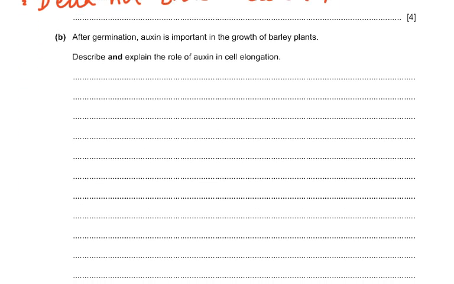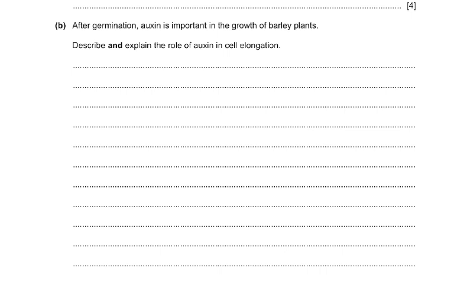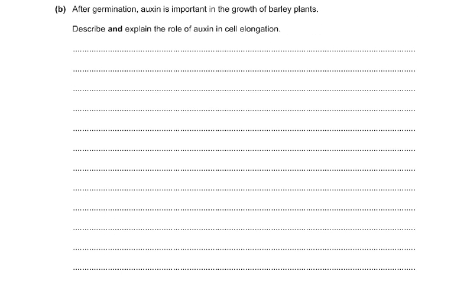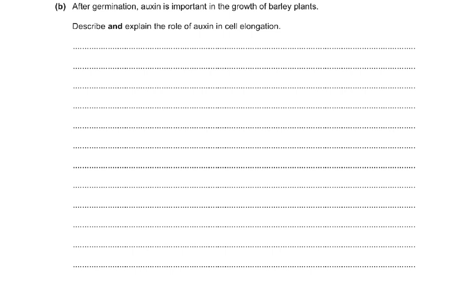Now this is a direct question. The B part of the question: after germination, auxin is important in the growth of barley plants. Describe and explain the role of auxins in cell elongation. Now this is a long question, 7 marks, and there are a whole lot of mark scheme points. It's a very direct question. I mean, either you know this or you don't know this. There are 12 mark scheme points.